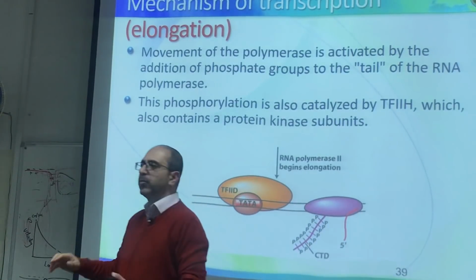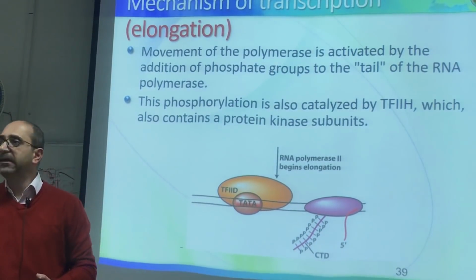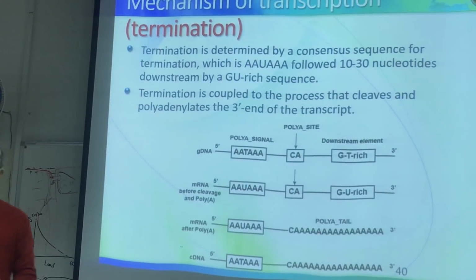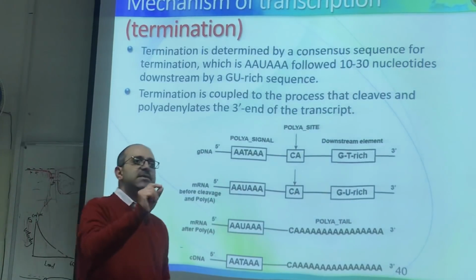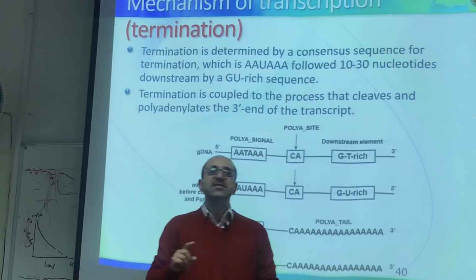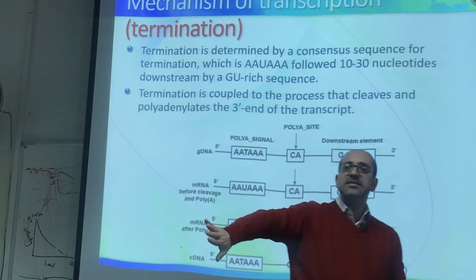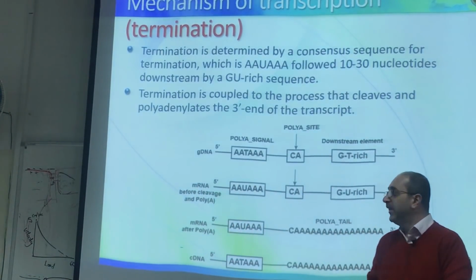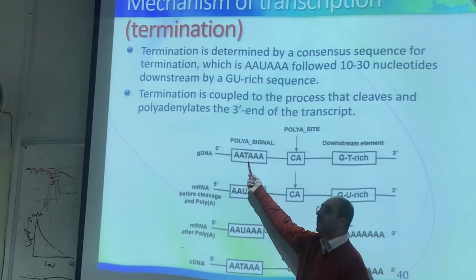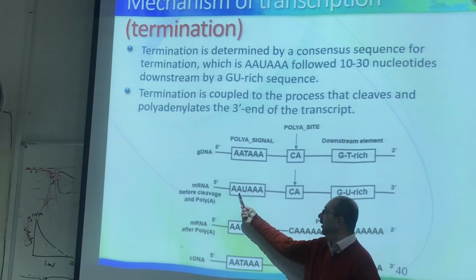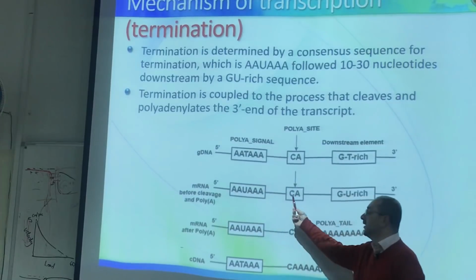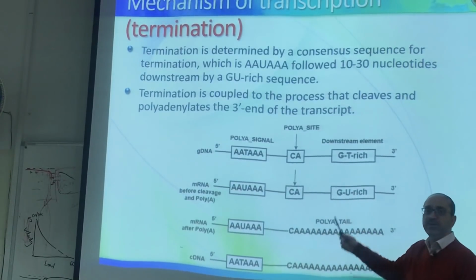The RNA polymerase keeps going until it reaches the end, where we have termination. The termination is associated with a consensus sequence. Please do not confuse it with the stop codon; the stop codon is from translation. Okay? So we have a consensus sequence. In the DNA it is AATAAA. In the RNA it will be AAUAAA. This is the sequence, followed by CA, followed by a G/U-rich sequence.